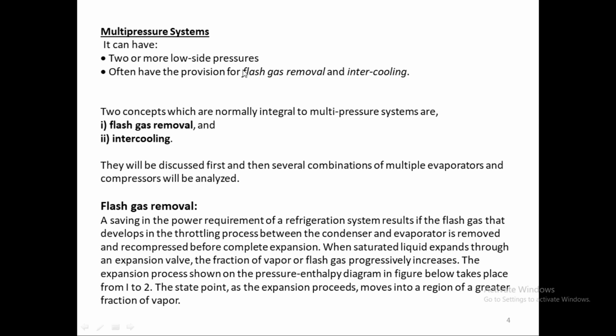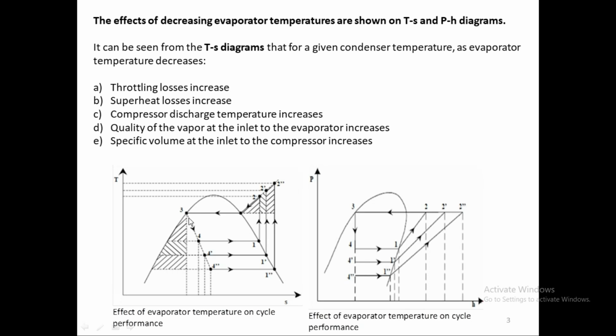So we are going to add one more device into our regular vapor compression refrigeration system, that we call a flash tank, to remove flash gas. What is the flash gas? Flash gas is the gas or the vapor that we get when your saturated liquid from the outlet of the condenser goes to the expansion valve, and as it is traveling towards the evaporator, in between some of the saturated liquid will convert to gas before it reaches the evaporator inlet.